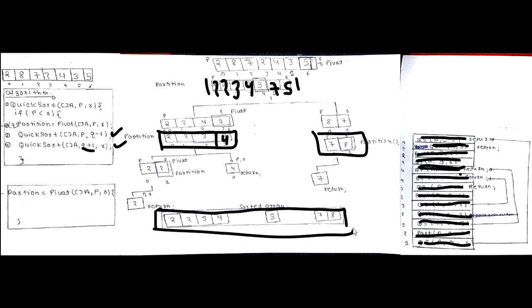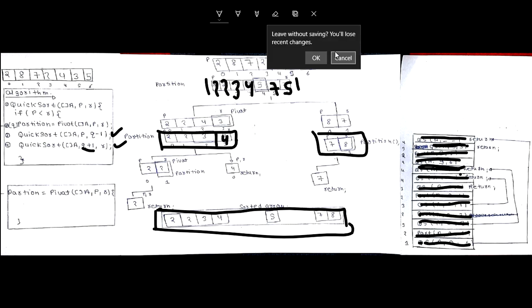So this is how the quicksort algorithm works. It is nothing but we will create a partition. We will give all the values which are before the partition to one quicksort recursive function, and all the values which are after the partition element to the other recursive function, and we'll do the same thing again and again, and we'll get our sorted array.